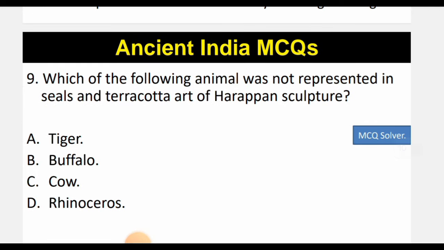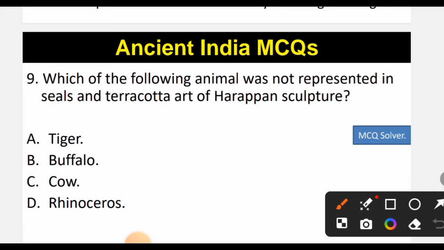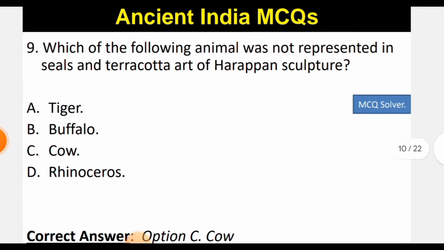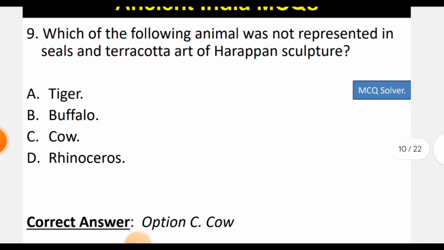Now let's move to question number 9. Which of the following animals was not represented in seals and terracotta art of Harappan sculpture? So among the following, the correct option will be option number C, that is cow. So cow is not there in the Harappan terracotta and seals. The Harappans were aware about cow, but they have not mentioned it, and it is unknown why they have not represented cow in their seals and terracotta, but C is the correct option.